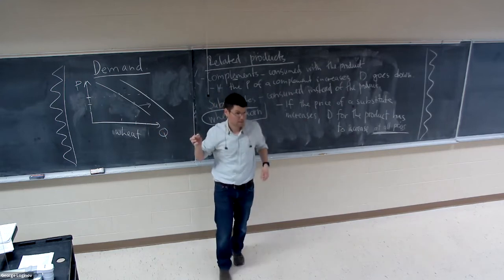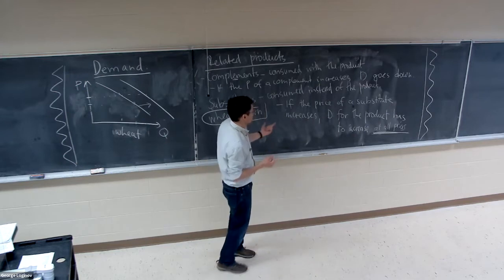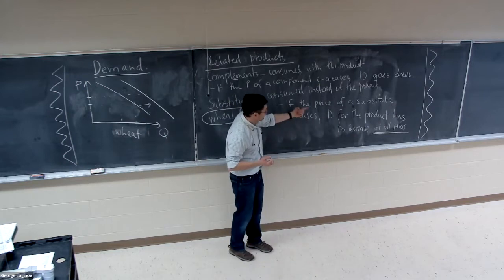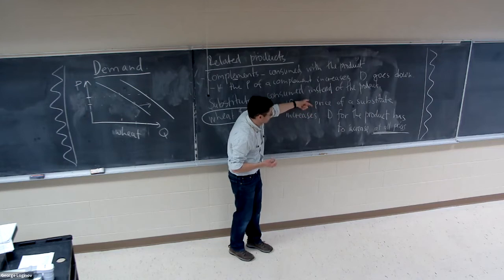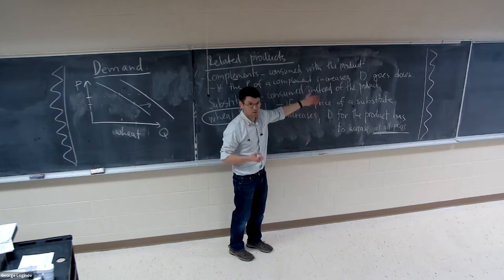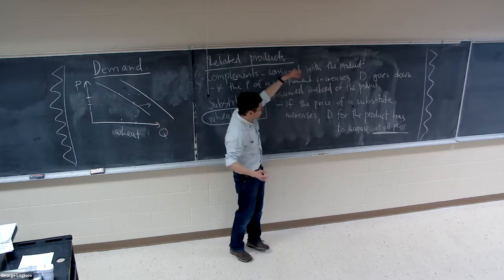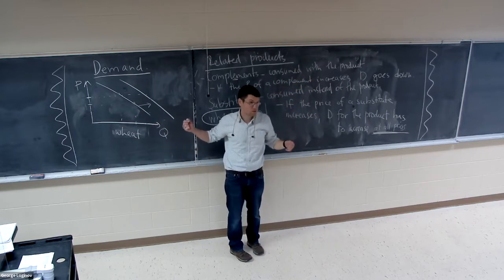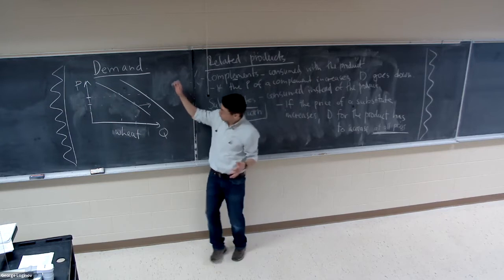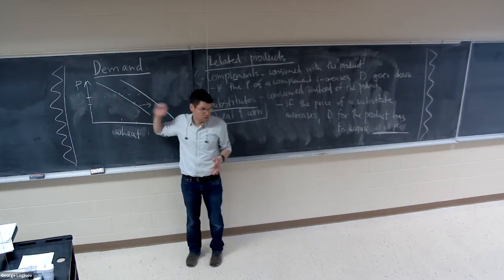Similarly, you can say what would happen were the prices to go in the opposite direction. If the price were to decrease for a substitute, demand is going to decrease. If the price were to decrease for a complement, demand is going to increase. So it's all movements left and right, depending on the prices of complements and substitutes.